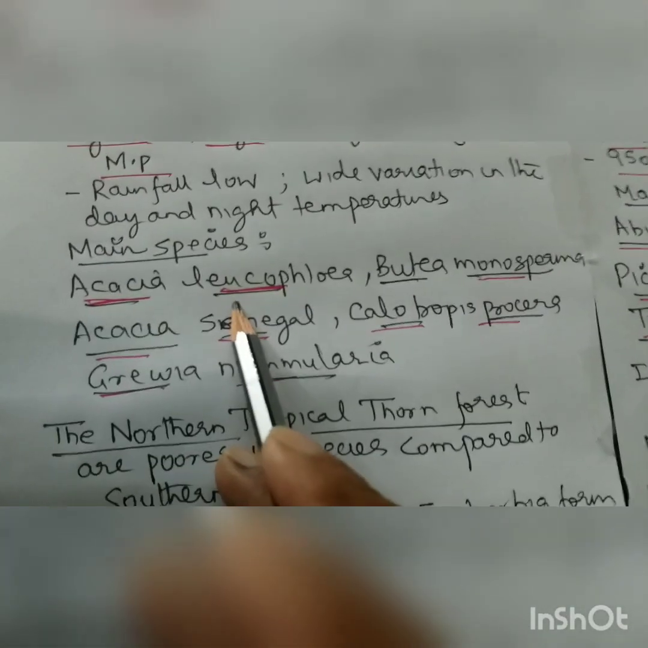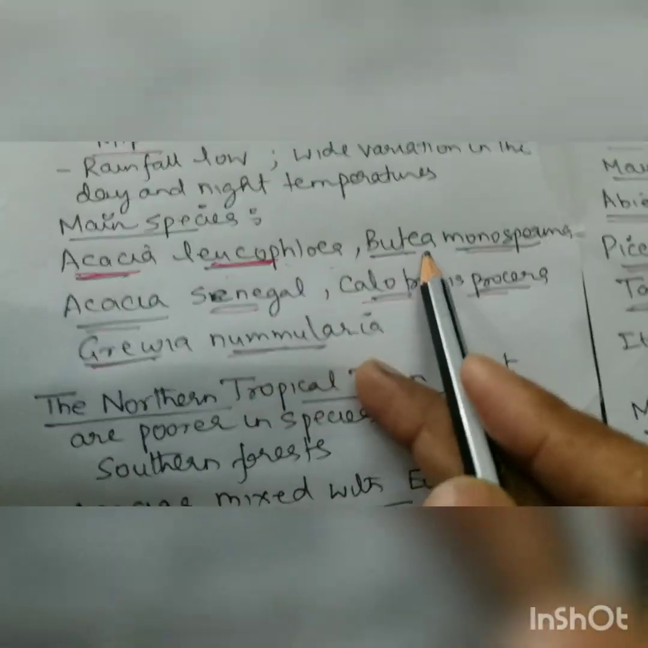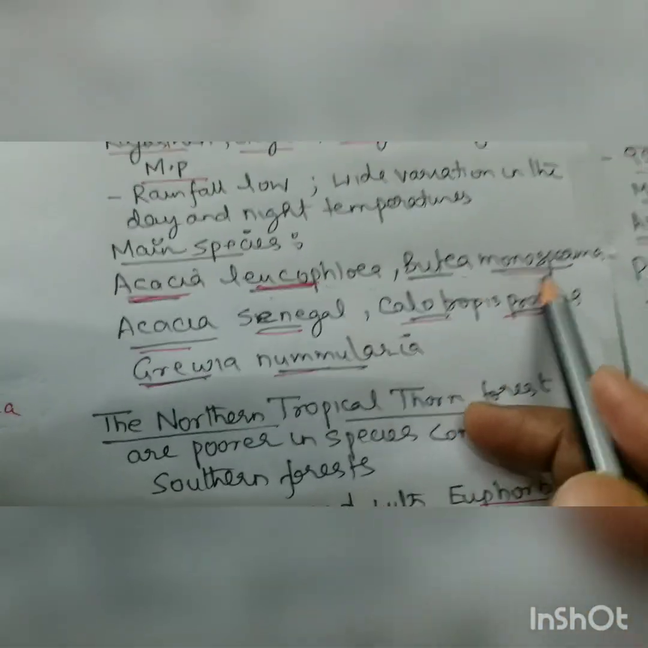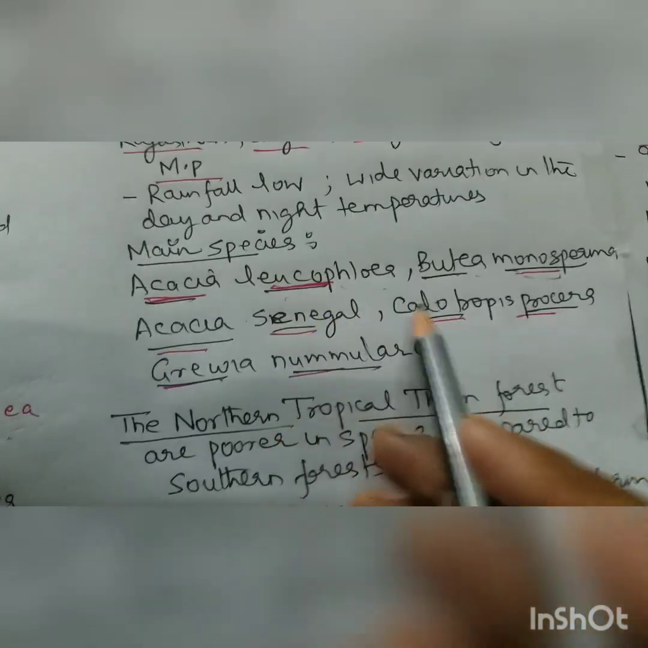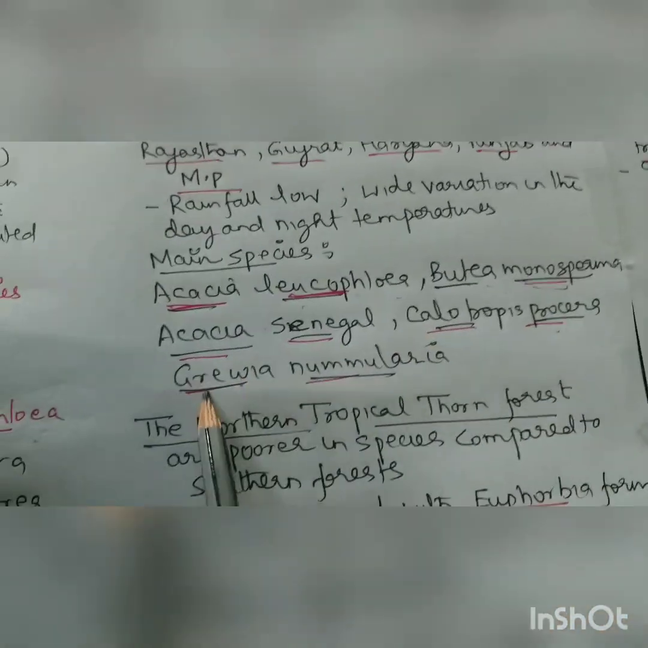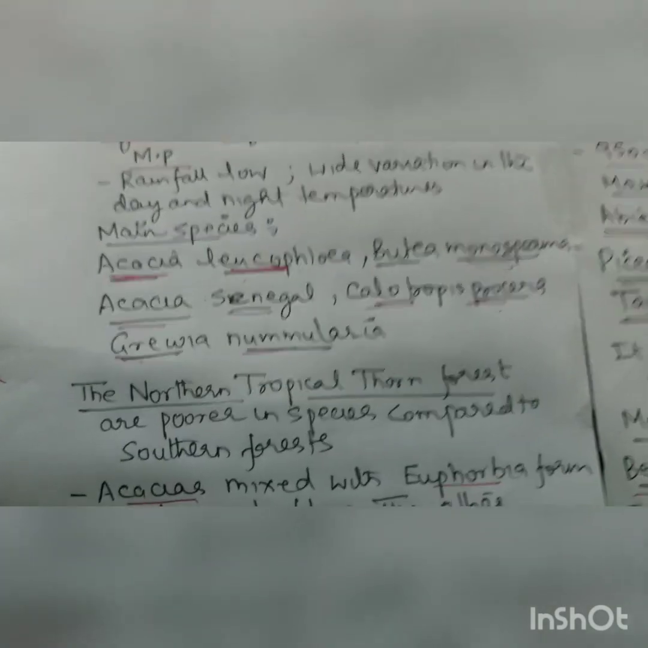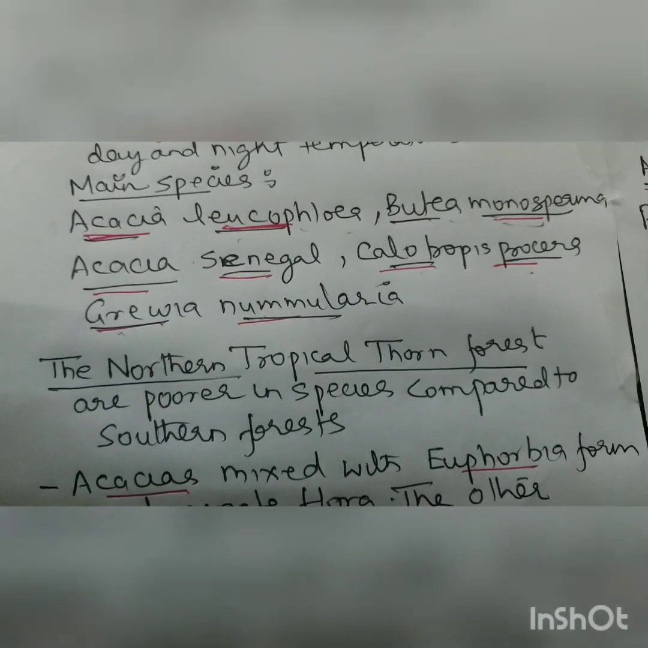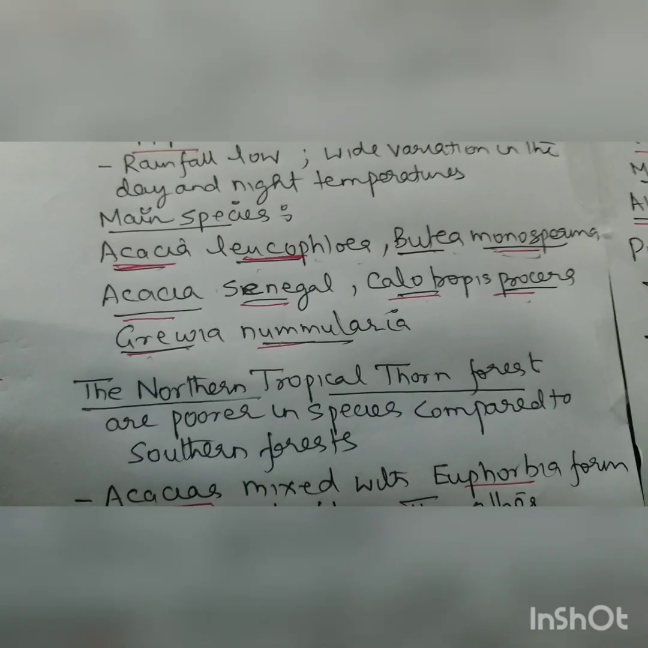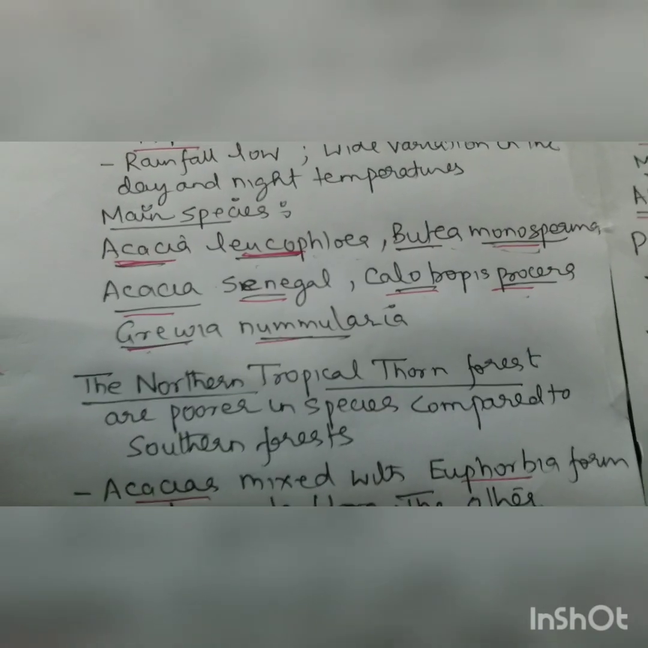Main species are, as I already said for the south, the same species: Acacia leucophloea, Butea monosperma, right? Acacia senegal, Calotropis procera, and Grewia numularia. So Butea monosperma is a very important species, and besides that we have other acacia species and Grewia numularia.